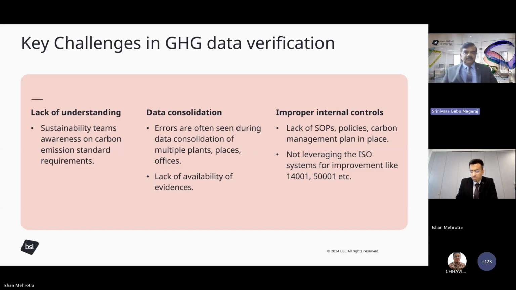Keeping this apart, what is more important here is incomplete or inconsistent data. There are many errors in the collection and reporting of data points between the functions, between the subsidiaries, between the entities, between the locations, if it's a multi-site organization. And many a time there is missing documentation and poor record keeping.